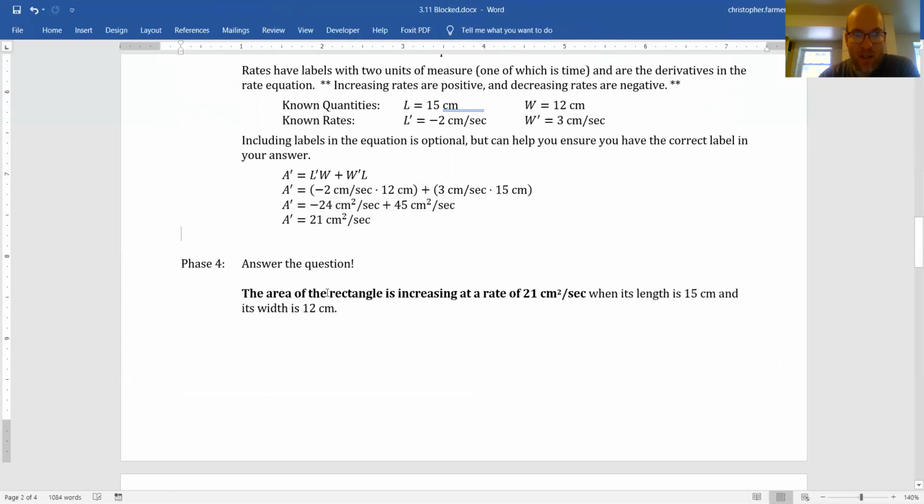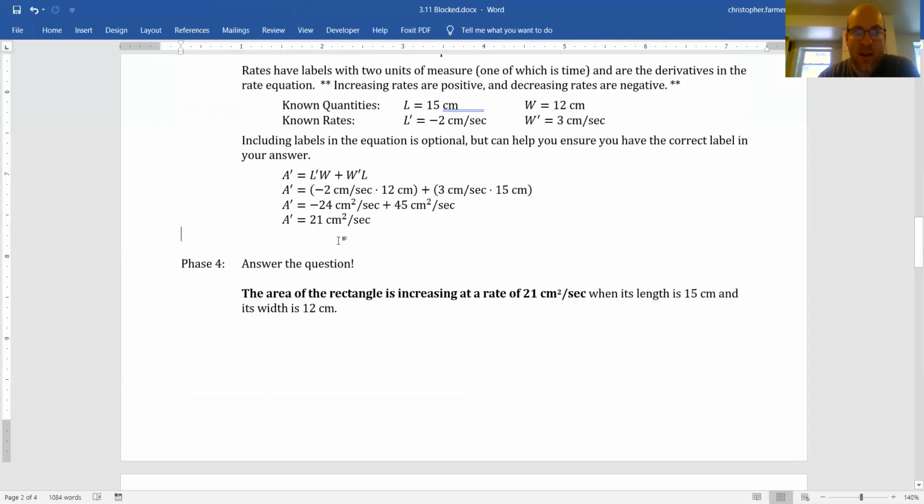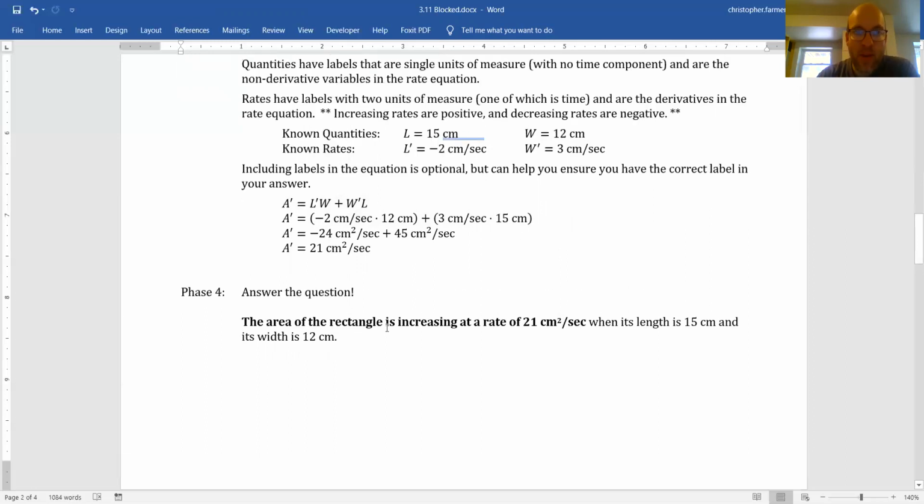So based on the information that we had here, and I guess I called this phase 4, just make sure that you're answering the question here. At the end of the day, the area of the rectangle is increasing at a rate of 21 centimeters squared per second when the length and width are at these dimensions. Okay, so just absolutely be clear here. If I went back to the original problem and changed it, so maybe the width was 20 centimeters and the length is 12 centimeters, that answer changes. And so this rate of change in the area depends on the rates themselves, but also the actual length and width of the rectangle. Okay, so that's your basic idea.